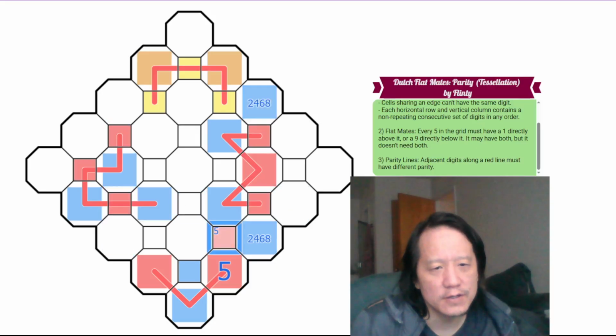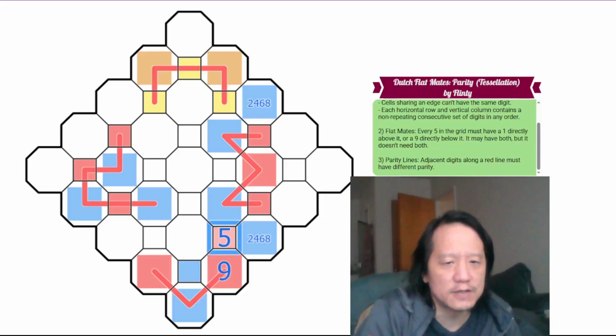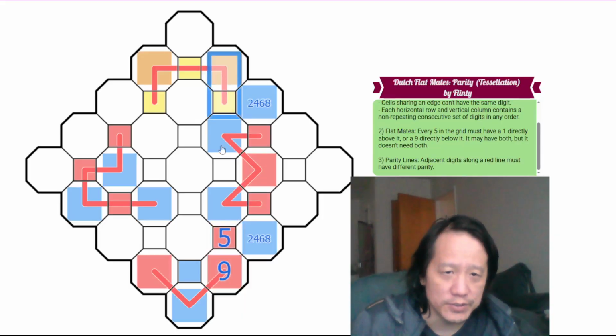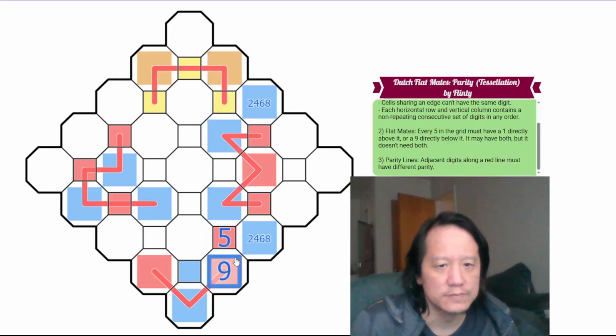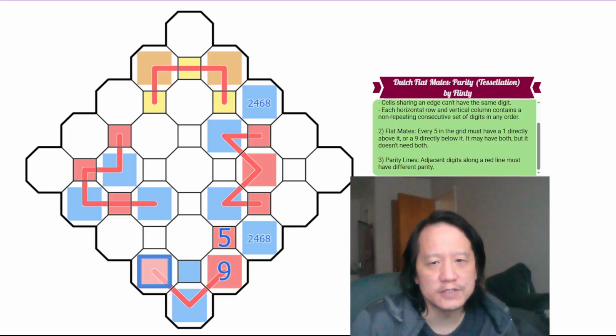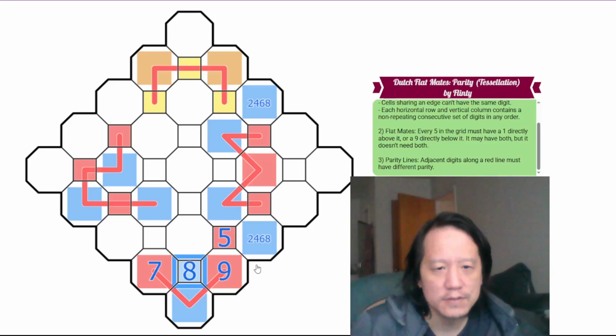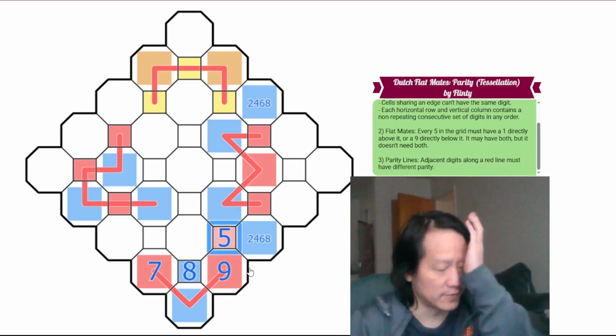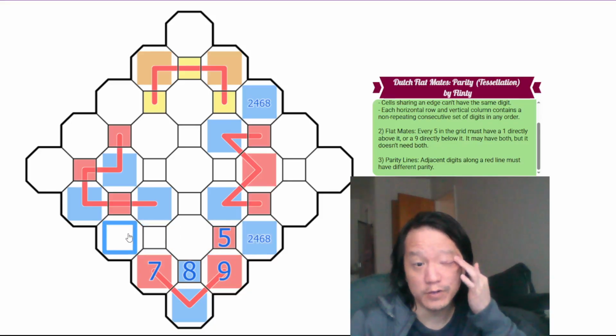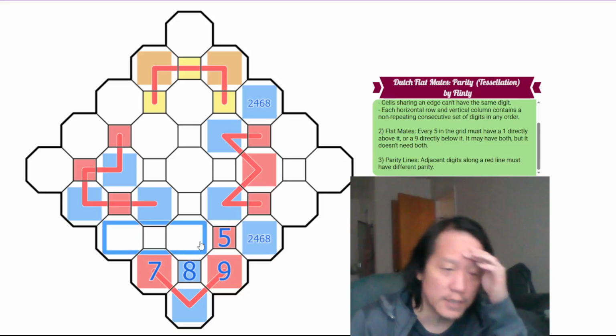Because of that, this has to be 5 here, and this is 9. So then this is 3 through 7. So this has to be 9 and 7 here, which forces this to be 8. This is 5. We don't know if it goes either way. It could go either... Oh, none of these can be 7.